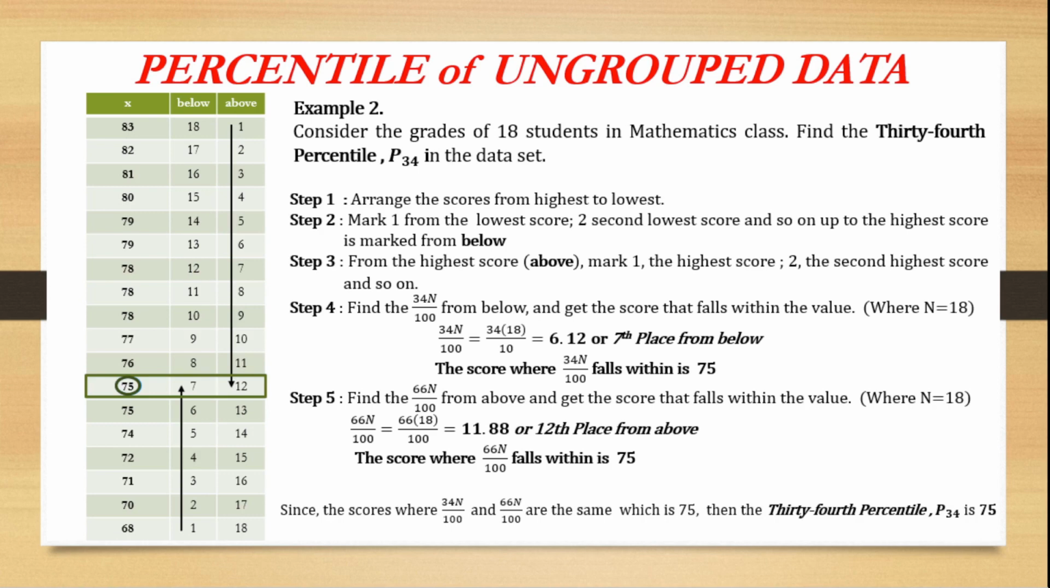Since the scores 34n divided by 100 and 66n divided by 100 are the same, which is 75, then the 34th percentile, or P sub 34, is equal to 75.